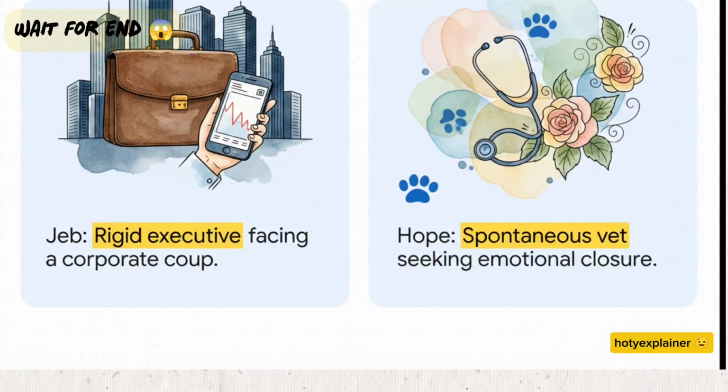And this setup brilliantly illustrates that classic rom-com duality we all know and love. We've got two extreme opposites forced together. On one side, there's Jeb. He's this rigid, tightly wound tech executive who relies on pure logistics. And right now, he's actually facing a massive corporate coup back in Atlanta. Then, on the other side, we have Hope. She's a spontaneous, incredibly compassionate veterinarian who's on this deeply personal journey to find emotional closure after the death of her mother. So you literally have ruthless corporate survival pitted directly against heartfelt compassion.